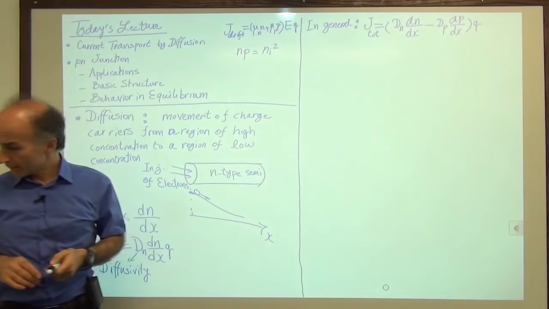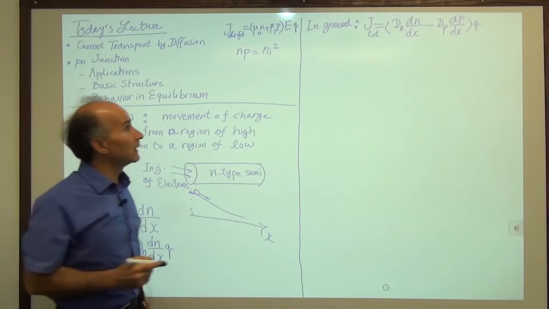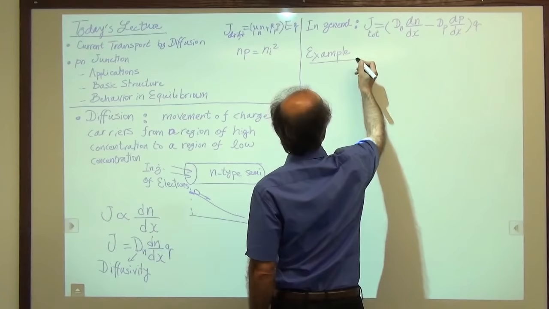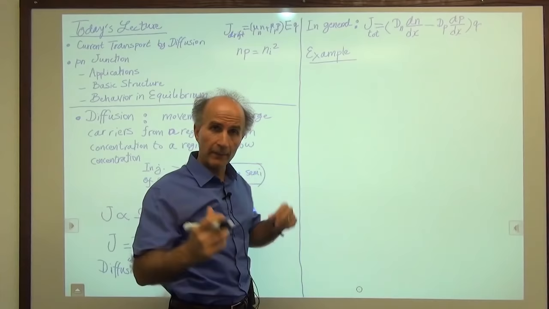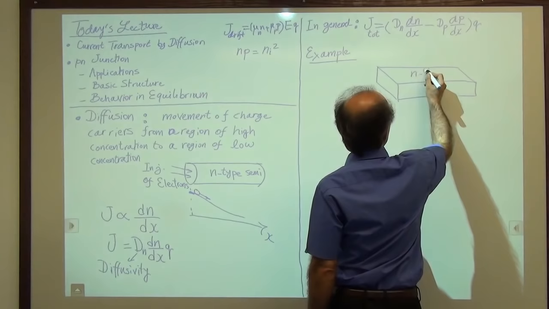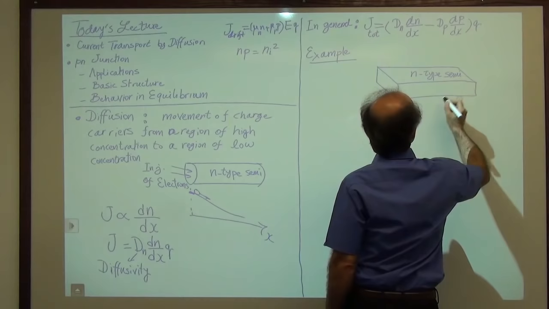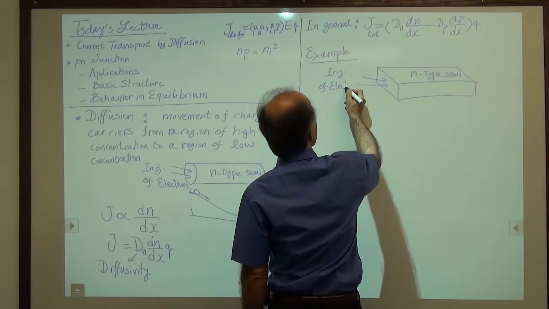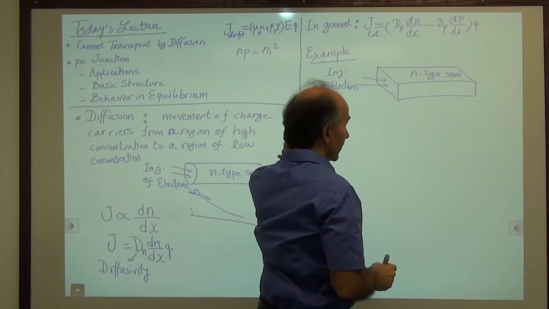Okay, so let's look at a quick example to see how diffusion actually occurs and what consequences we should expect. So I perform an experiment. I take a piece of semiconductor. So let's draw it like this. Let's say N-type semiconductor. And I inject electrons into here. So injection of electrons.